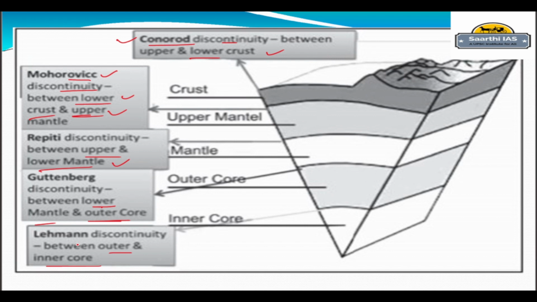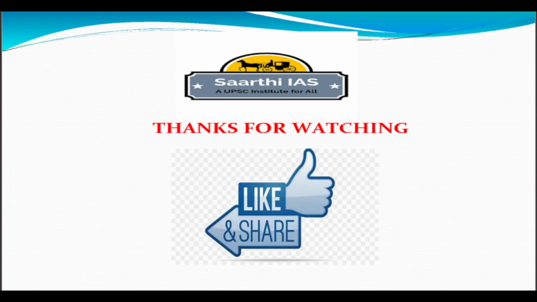So this was all about today's topic, that is the sources of information about the Earth's interior, and along with that the interior of the Earth. We discussed the different layers, and among them we had only touched the crustal part, that is the crustal layer. Stay tuned with Sathi IS to get knowledge about the other two layers of the Earth's interior, that is the mantle and the core.